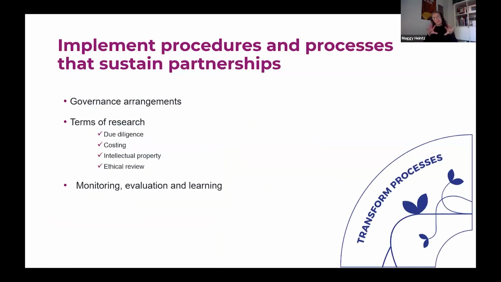And the final level of consideration is in terms of the implementation procedures and processes to sustain the partnership. And in that area, we want to touch on everything that relates to governance arrangement, terms of research. It's already difficult enough at times to understand the terms of research in a UK context, everything about due diligence or the costing on the intellectual property rights. So if we try and translate that in an LMIC context, we really have to be mindful of making the language understandable and that we all understand the same thing when we embark on a project. And monitoring, evaluation, and learning is also critical to ensure that the project has reached the impact that it was intended to.